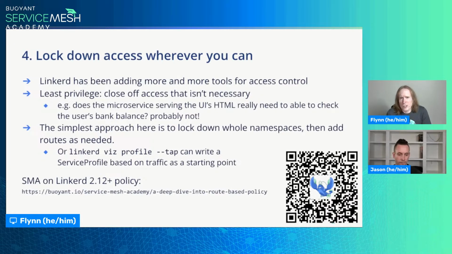There are a couple of ways you can do this. The simplest one for my money is the one that we used in the SMA on Linkerd 2.12 route-based policy. Lock down the whole namespace at first, and then open things up until you got everything working. Obviously, you would be doing this in a place that isn't production at first, right? Right? Sure, everybody would do that, not in production at first.